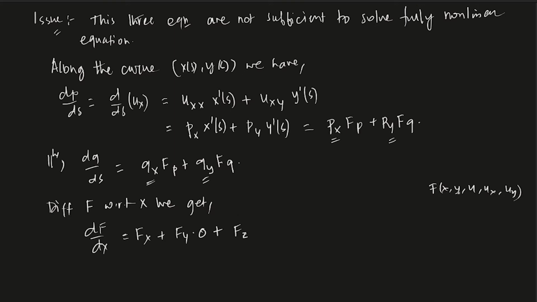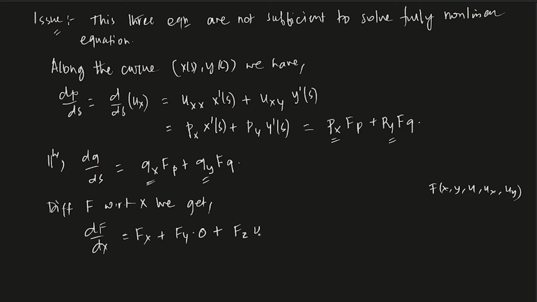Derivative of f with respect to y, and then dy by dx. Here dy by dx means you are differentiating y with respect to x. Since y is the independent variable, that is 0, right? And then this is your z variable, so differentiating with respect to z, you get f_z times u with respect to x, right?